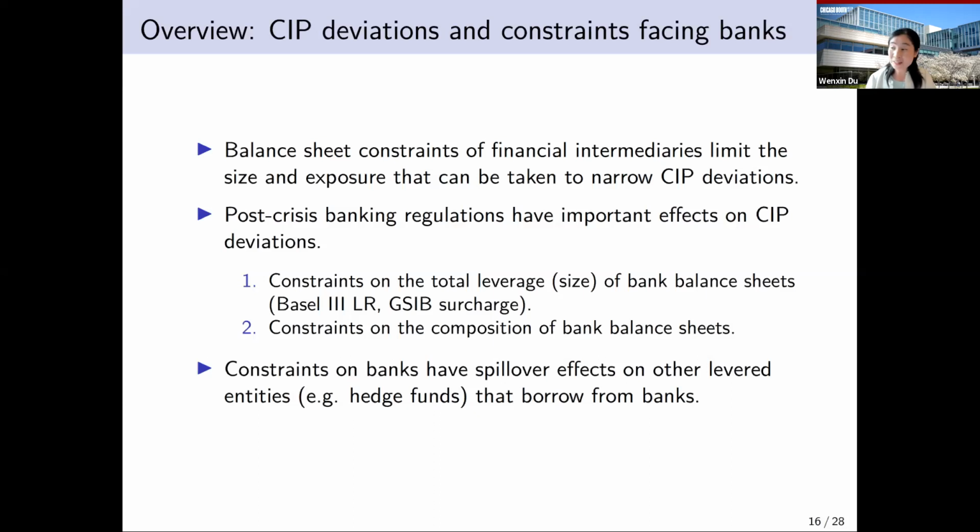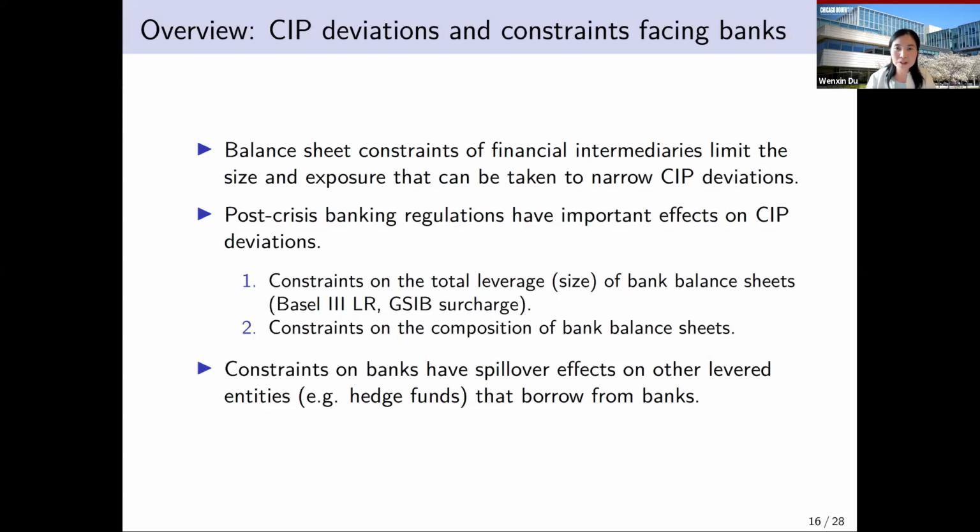Okay. So why does size matter for CIP? Of course, if you want to do more CIP arbitrage, you have to borrow more dollars and invest more in yen, either parking the money at the BOJ or lending out in the yen repo market. Even though the derivative doesn't show on the balance sheet, the actual borrowing and lending show on the bank's balance sheet. So doing more CIP translates into a bigger balance sheet, making the leverage ratio or the GSIB surcharge constraint more binding. Okay, so that's the first type of constraint.